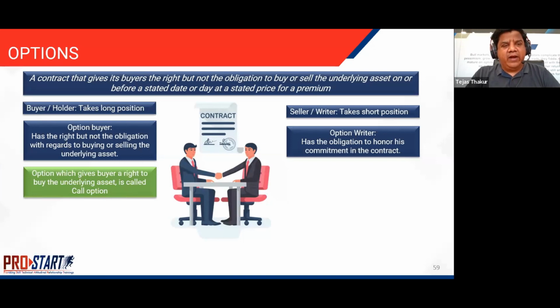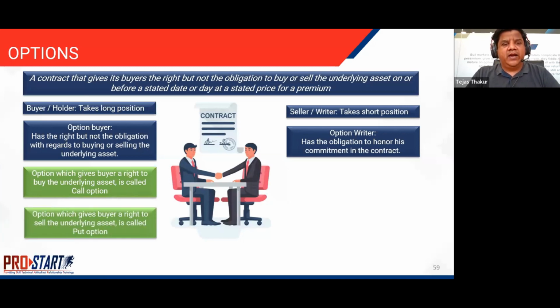An option which gives a buyer the right to buy the underlying asset is known as the call option. If the buyer has a right to buy, it is known as a call option. If the buyer has a right to sell, it is known as a put option. So that is where there are two options. One is the call, the other is the put option.